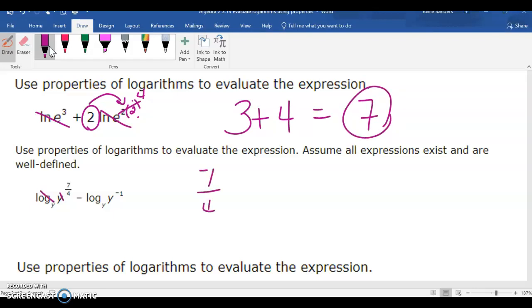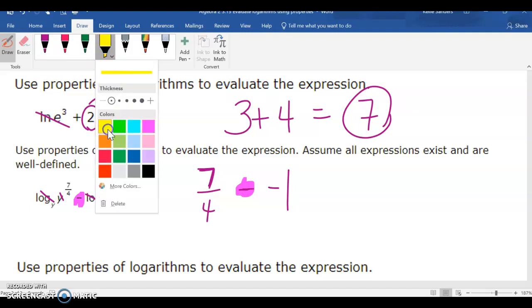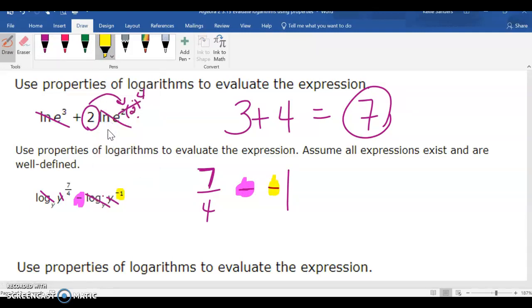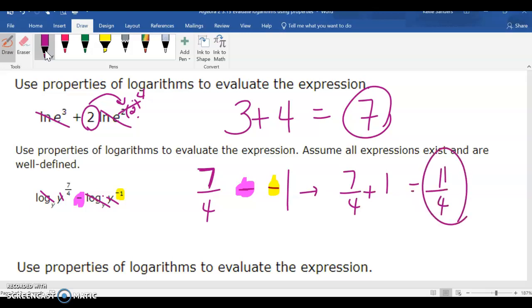The y's cancel out, you get 7 over 4. Minus. The y's cancel out and you get a negative 1. This minus is this minus. This minus is that minus. You need to have both of them. So 7 over 4 plus 1, which is 4 over 4, which would be 11 over 4. Or get your calculator.